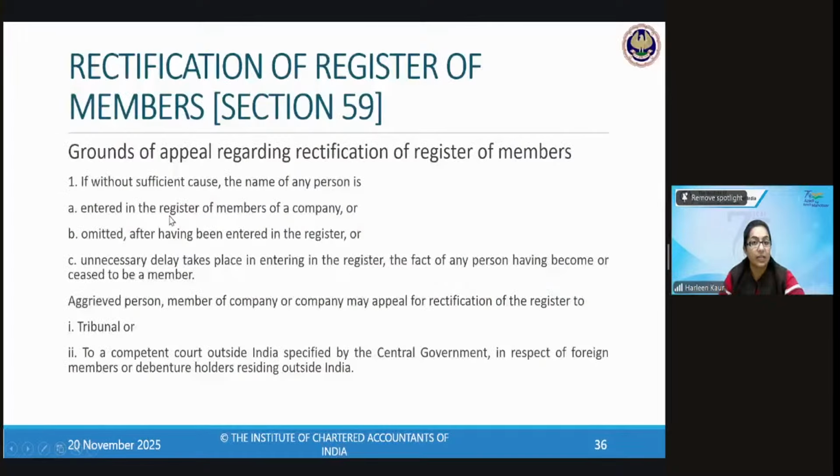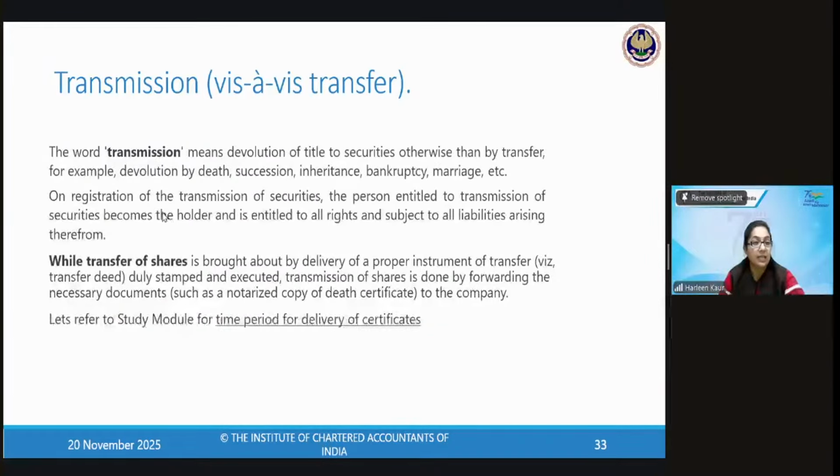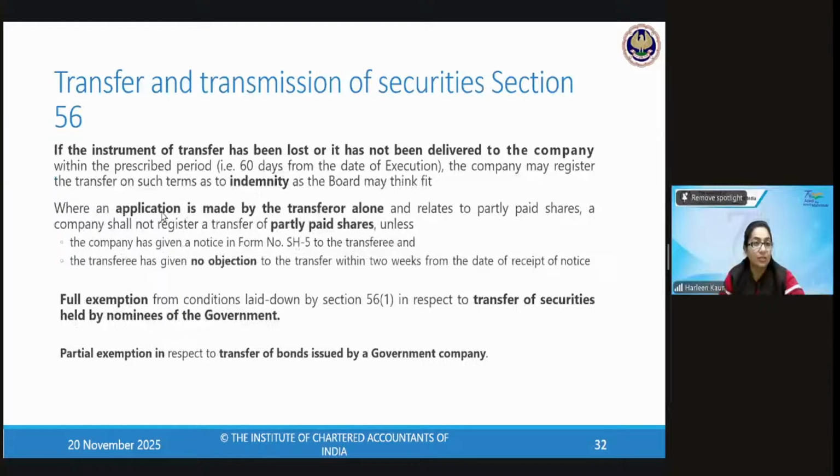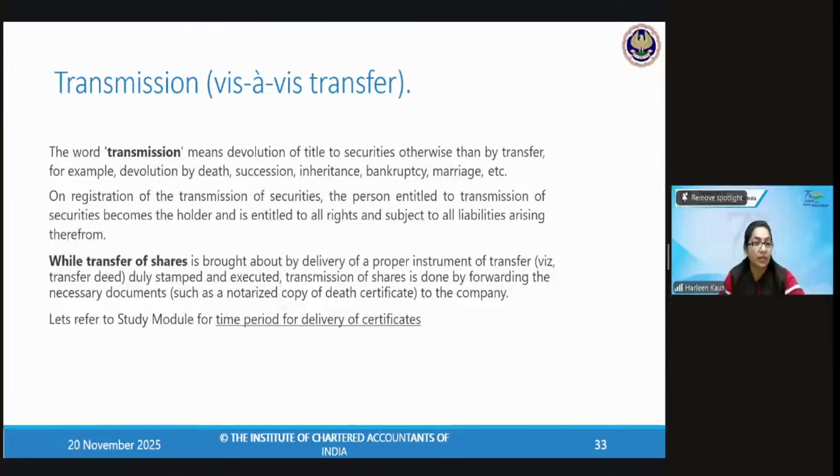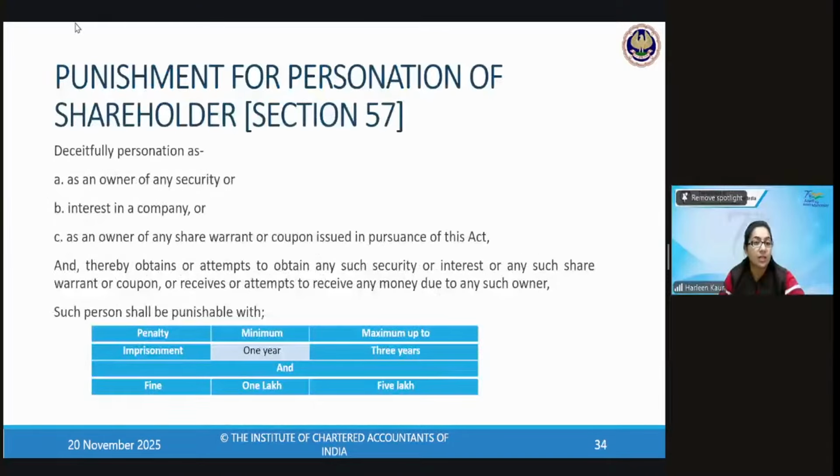So we have had a quick recap of sections 43, 44, 45, 46, 47, 48, 49, and then 50, 51, 52 till section 54 also done, 55 redemption, 56 we have done. Personation of shareholders, we have already discussed that in section 38 also. Whenever it happens, it is punishable under 447, and there is also a fine. Personation means you're not the owner of the security, but you are acting as the owner of somebody else's security.